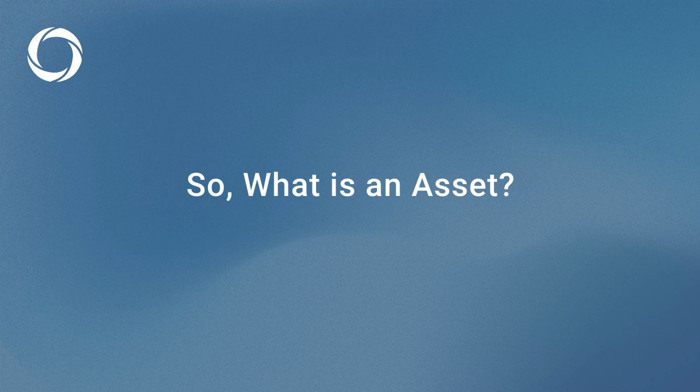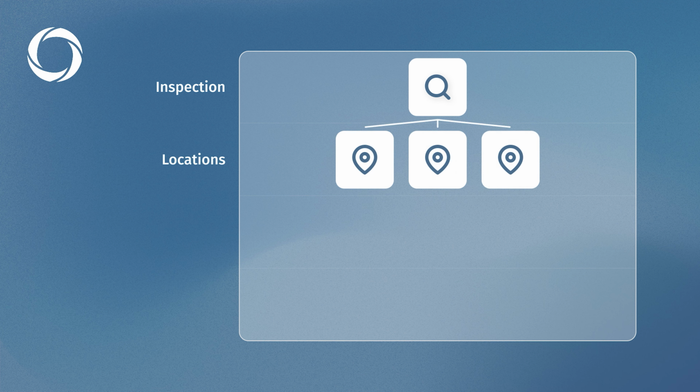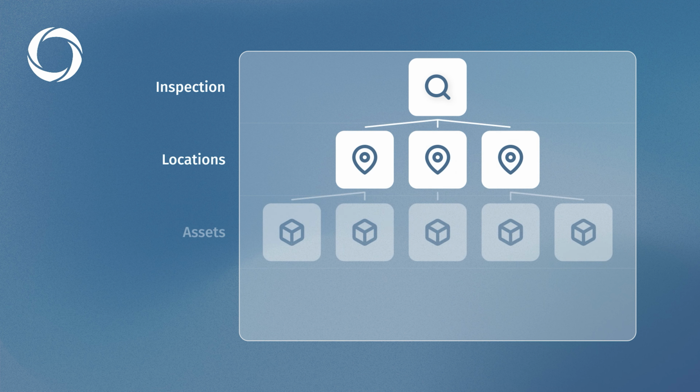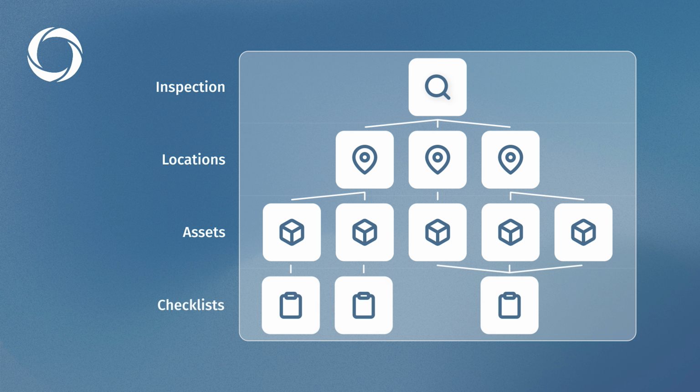So what exactly is an asset? The Azenzus inspection software is structured into 4 main levels of organization. At the top, we have an inspection. Within each inspection, there are locations which act as containers for assets. Assets can be either physical or non-physical entities, and they are inspected using predefined checklists.